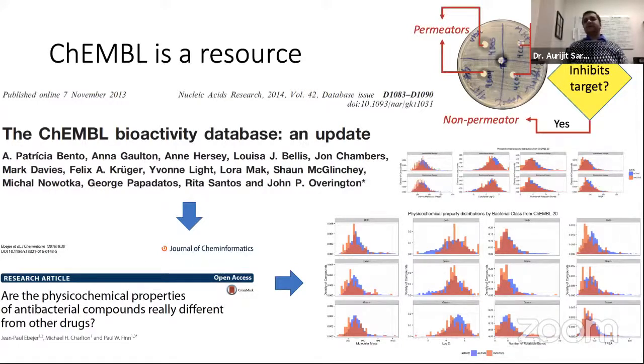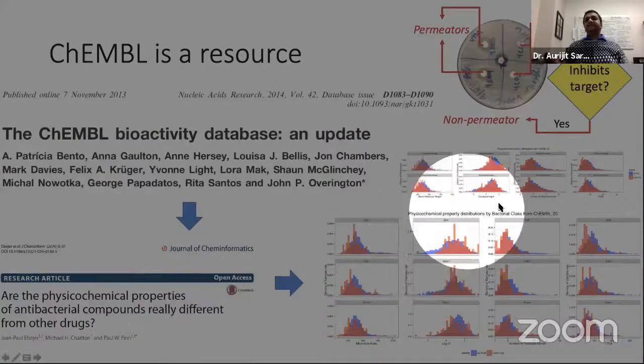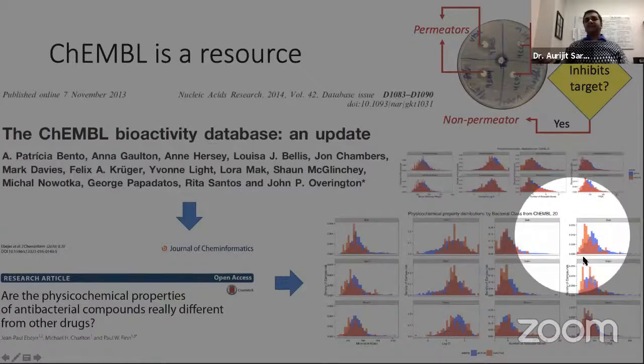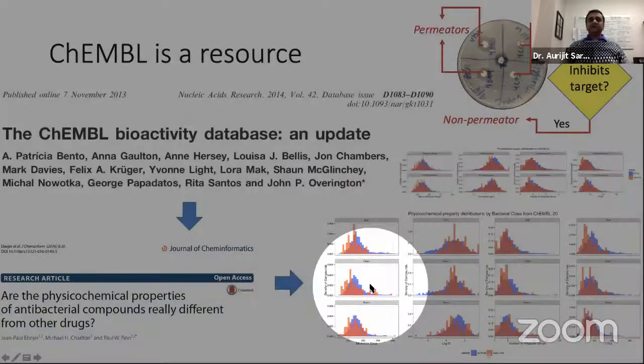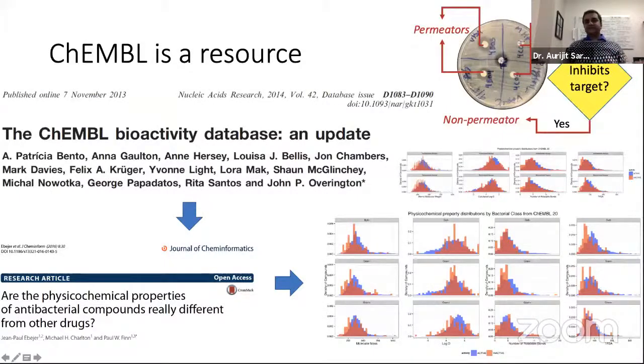And in doing so, they had again demonstrated that there's hardly any difference between penetrators and non-penetrators. They had also a lot of other data, which is extremely interesting, but I won't get into it. But essentially, they had reiterated that the physicochemical properties of chemicals that get inside bacteria and chemicals that cannot get inside bacteria need not necessarily be very different, at least in terms of the physicochemical properties that we typically look at.